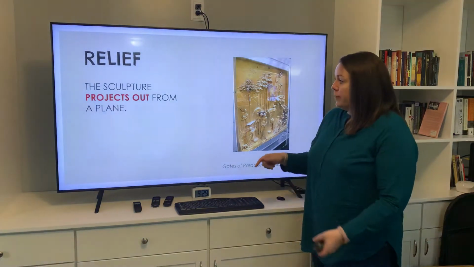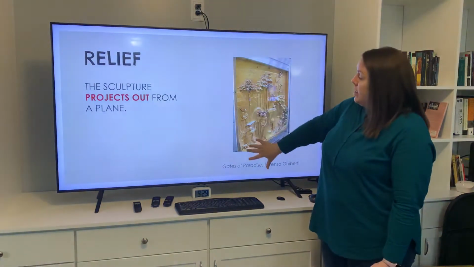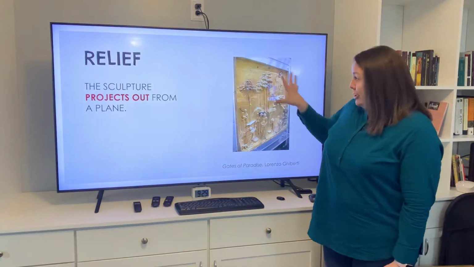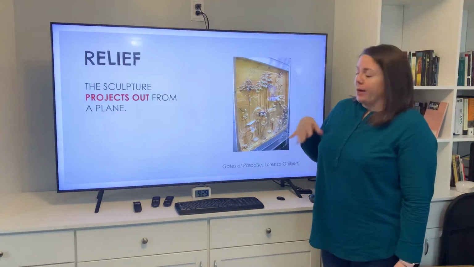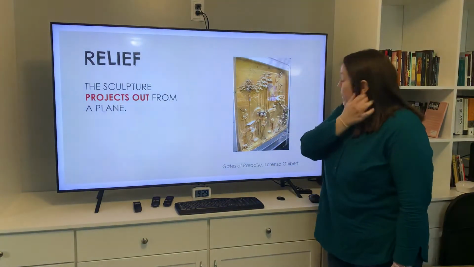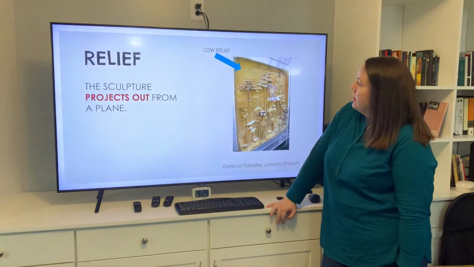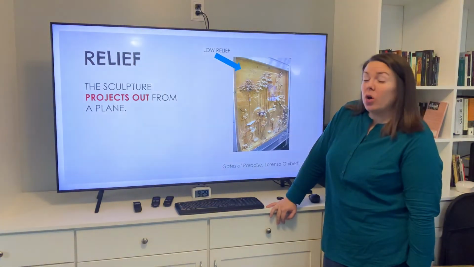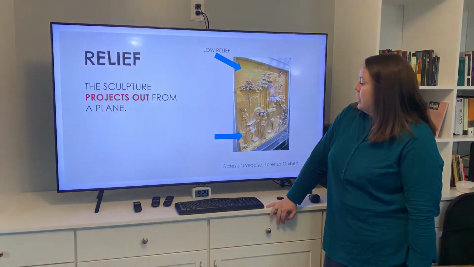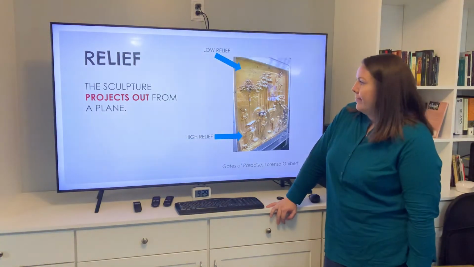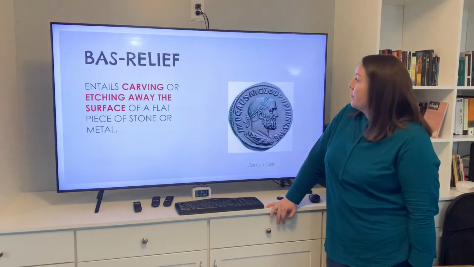A relief sculpture. So you have this flat background, and then it projects out from that background. This is called The Gates of Paradise by Lorenzo Ghiberti. In the back, the flat space is called low relief. And then high relief is where the actual stuff is.